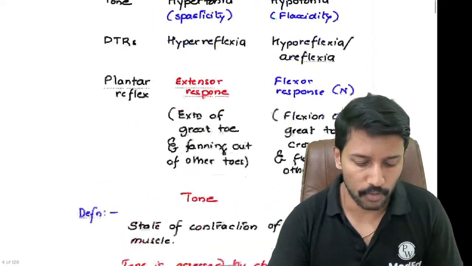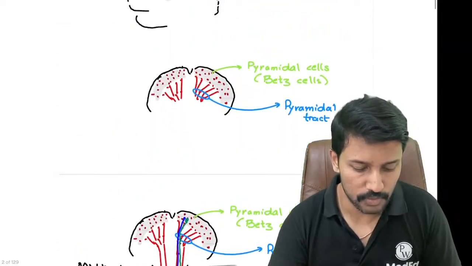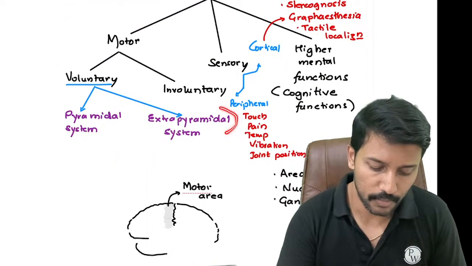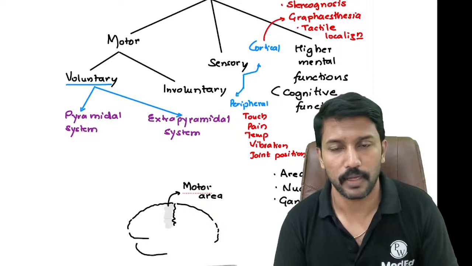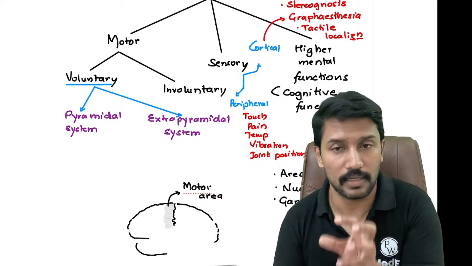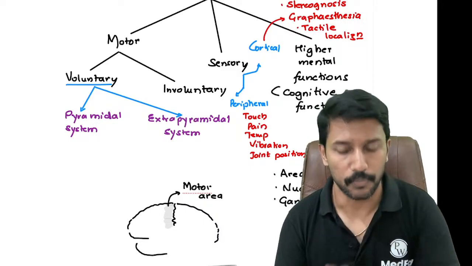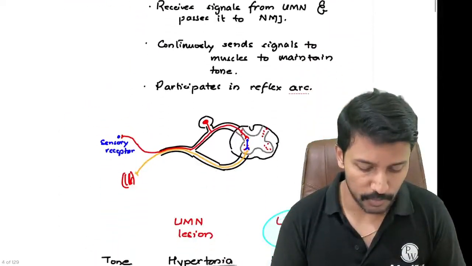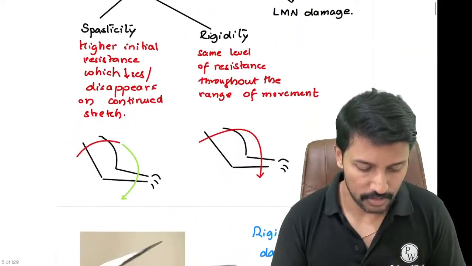But when we were talking about the motor system, I also told you there is one more system concerned with the voluntary movement, which is the extrapyramidal system. So damage to the extrapyramidal system also increases the tone, but that increased tone is what we call rigidity. So we need to understand the difference between spasticity and rigidity.